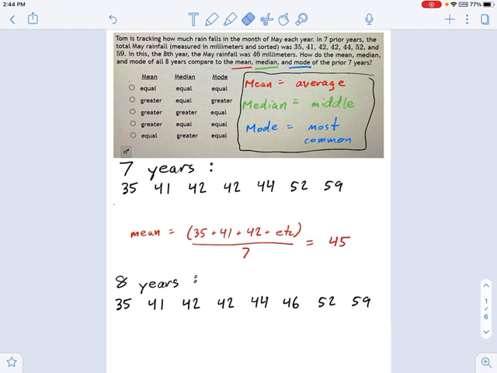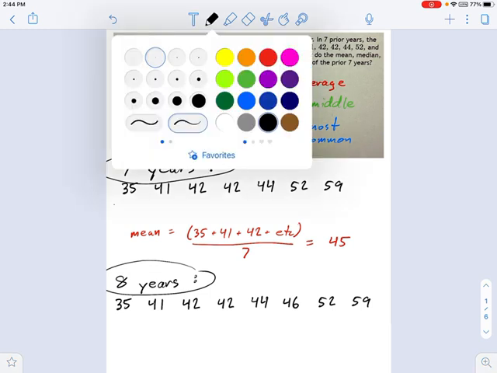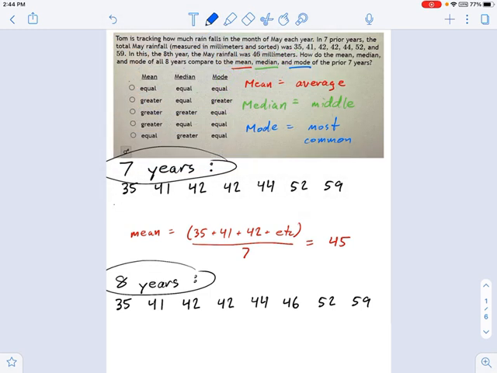I want to take a look at what I have here. I've got 7 years and 8 years. Take a look at each one of these sets of numbers and see if you can find the mode. This should be the easy one right up front. Well, it's the most common number, right? So do you see any number that appears more than once? It should be 42 in this first one.